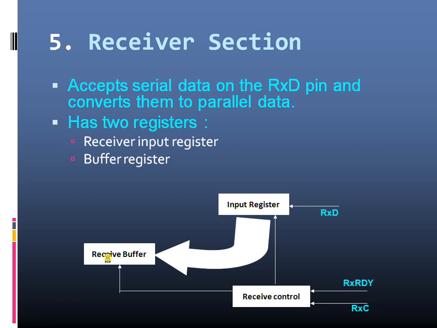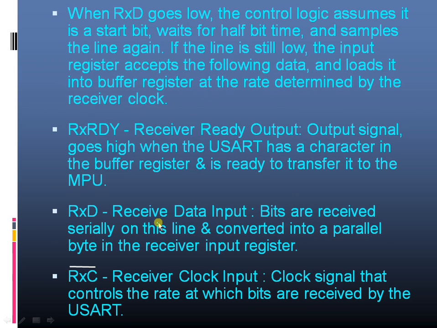So if any character is received by the USART, then it intimates the processor with the help of this particular pin. And then RxD, as I told you, is used for receiving the data in a serial manner. And then we have RxC bar, which is used for giving the clock signal to the USART.